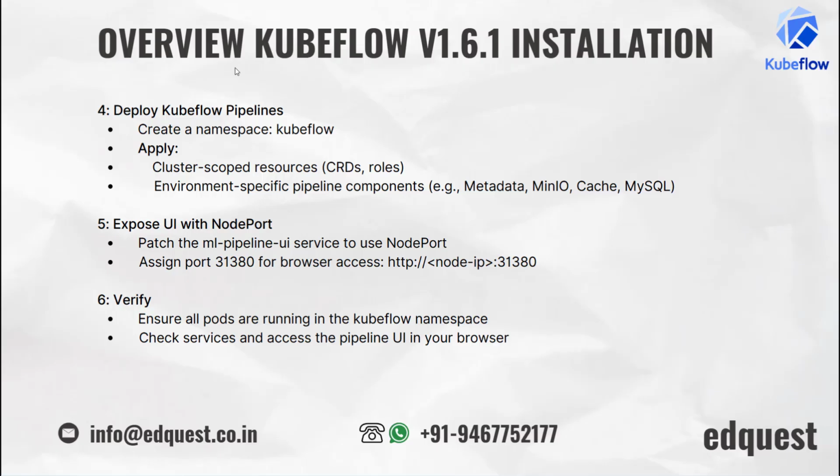Now our fifth step is to expose the Kubeflow UI with a node port. We will assign a dedicated node port for the ML pipeline UI service, which is 31380, and in the browser we can hit http:// your node IP : port, which is 31380 in my scenario, and you can use a different port as well.